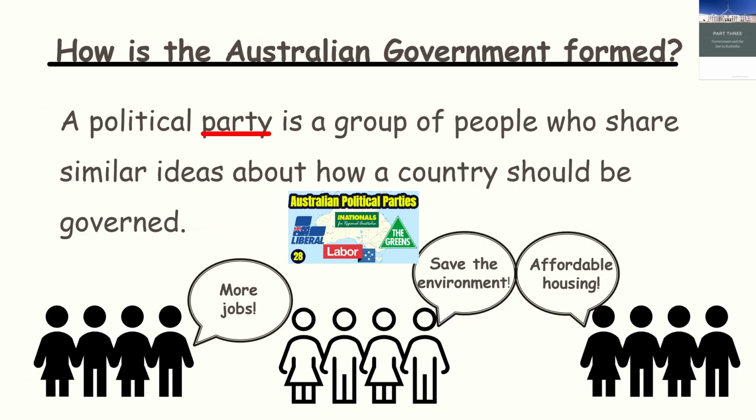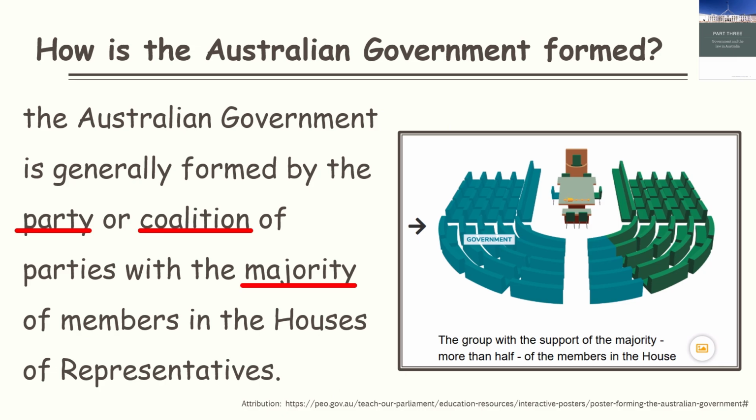We know from watching the last episode that the word party is talking about a political party, which is a group of people who share similar ideas about how a country should be governed. A coalition is formed when two or more people or groups temporarily work together to achieve a common goal. The word majority means more than half. So if a political party receives more than half of the votes in an election, that party will form a majority government.